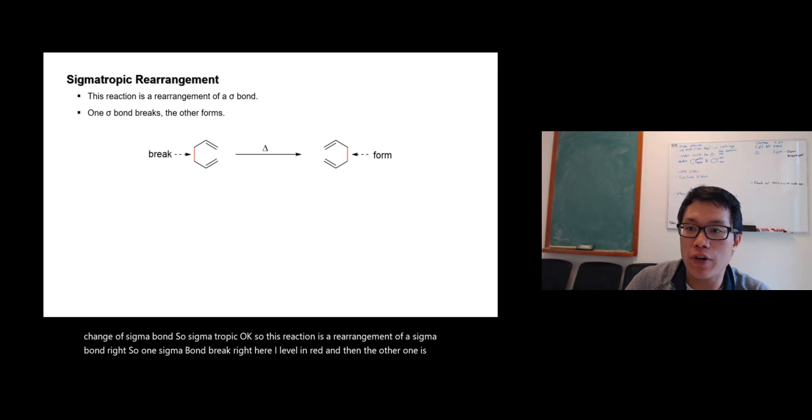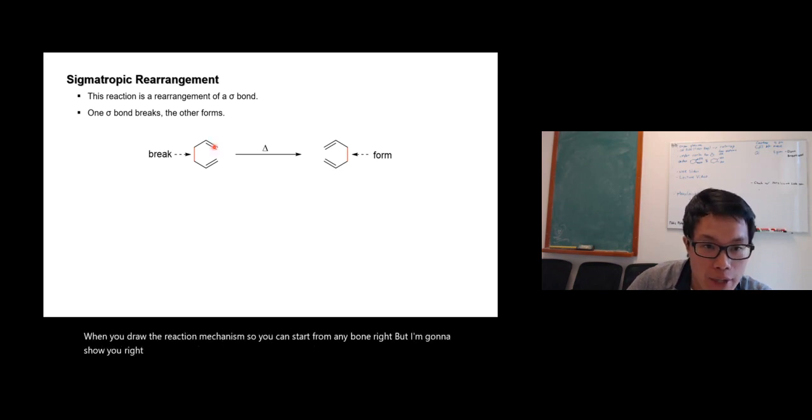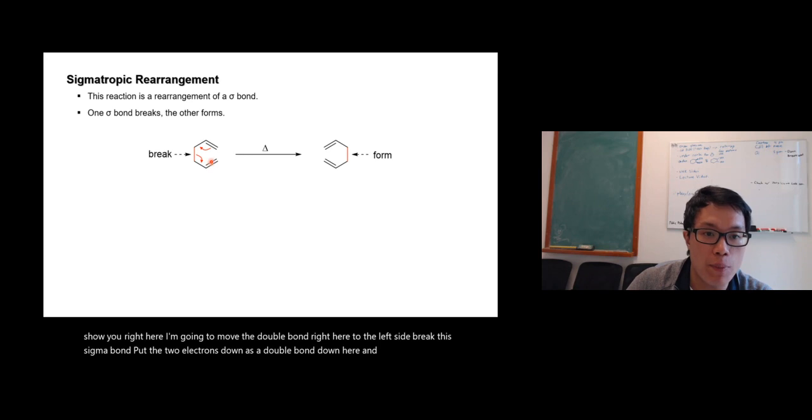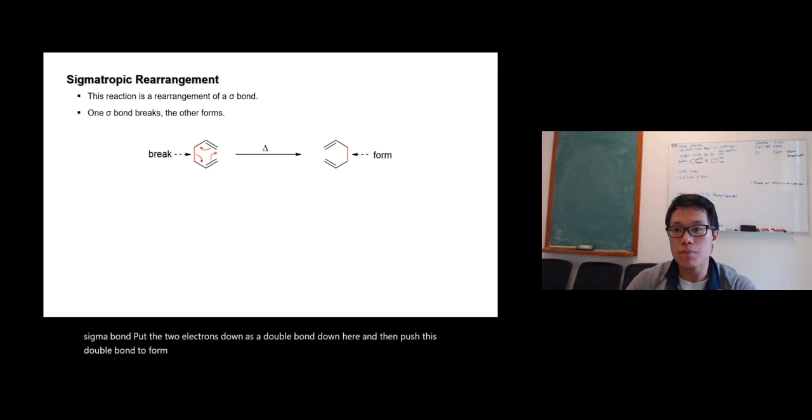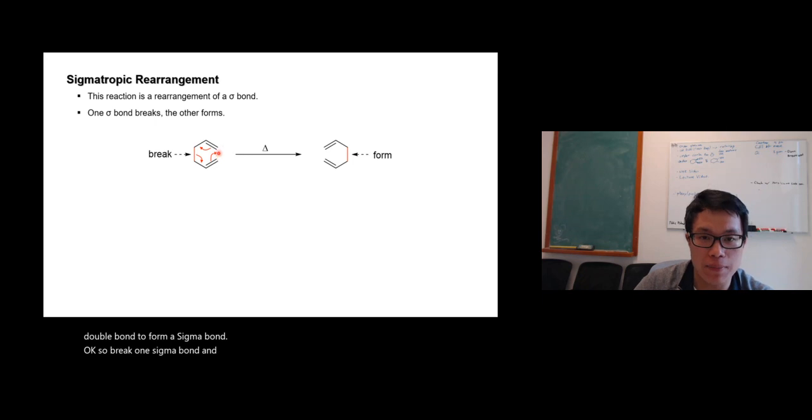Now the first one right here. When you draw the reaction mechanism, you can start from any bond, right? But I'm going to show you right here. I'm going to move the double bond right here to the left side, break this sigma bond, put the 2 electrons down as a double bond down here, and then push this double bond to form a sigma bond. So break one sigma bond and then form another sigma bond.